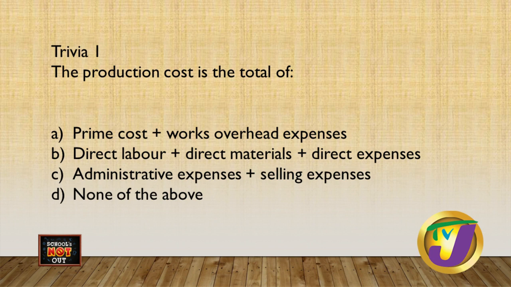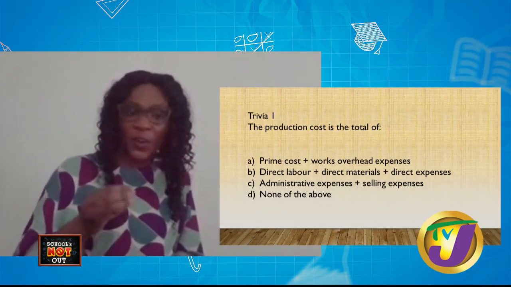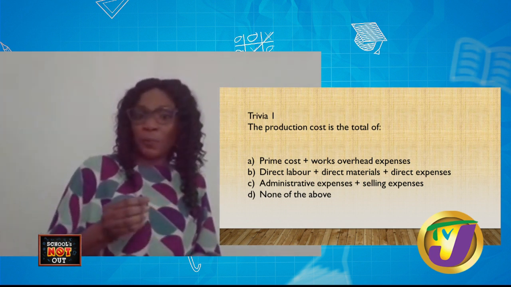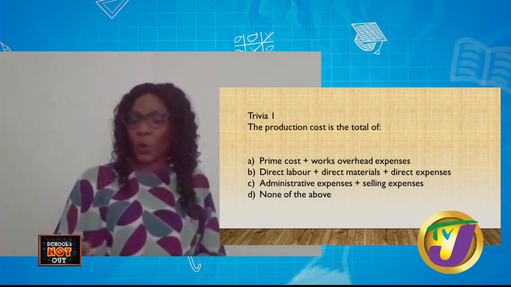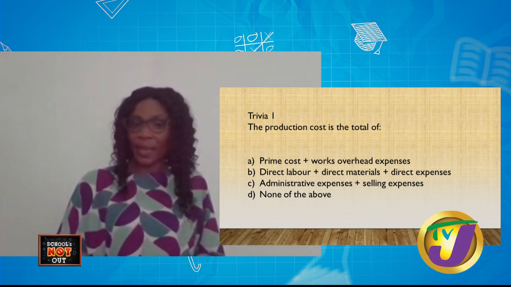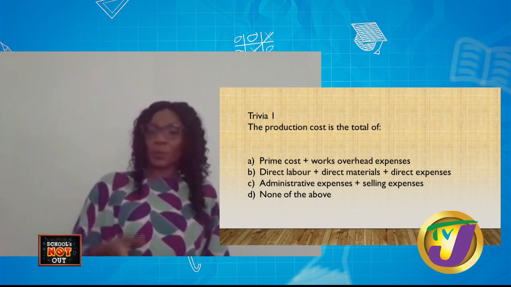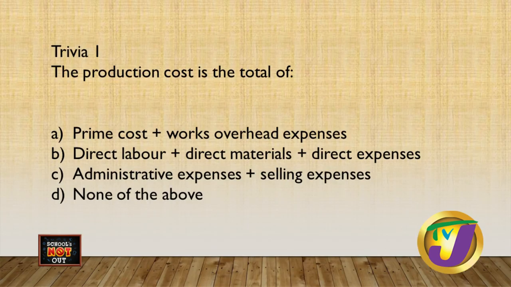I have a trivia for you. Are you ready for that trivia? Trivia number 1. The production cost for an entity is the prime cost plus works overhead expenses, A. B, direct labor plus direct materials plus direct expenses. C, administrative expenses plus selling expenses. Or D, none of the above. The answer is coming up.